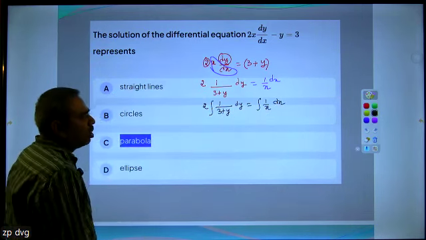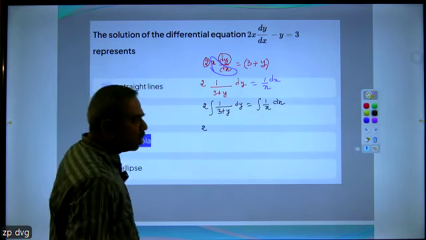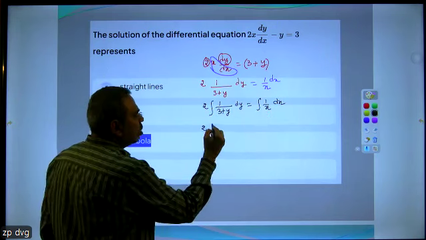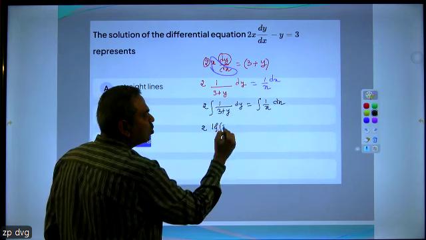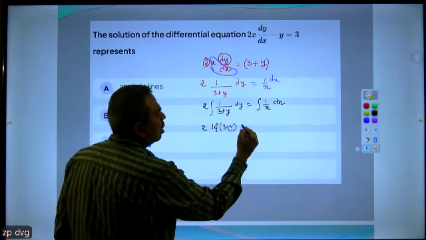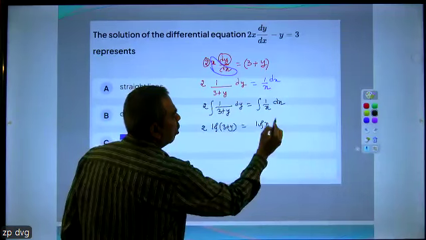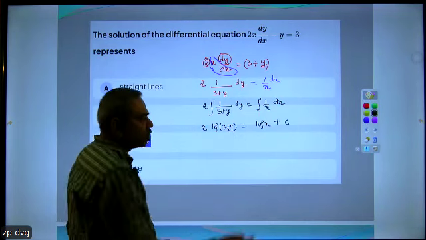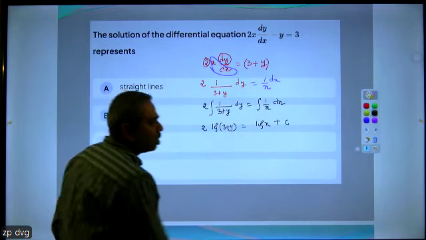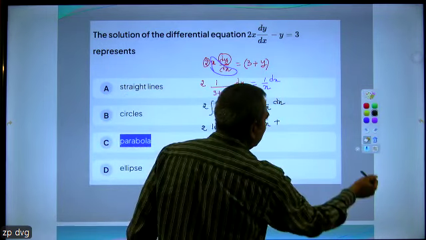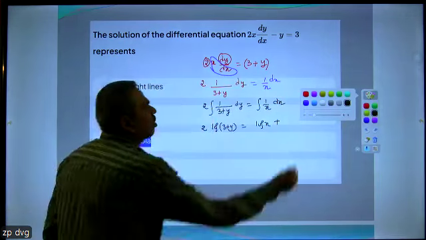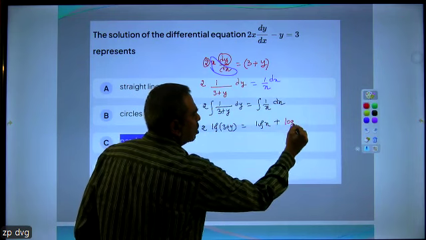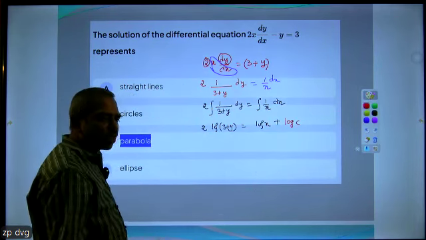Is it clear, Mark? Now it is 2 times. Now you know the normal integration. So what is integration of 1 by x here? Log x. And integration of 1 by 3 plus y is log of 3 plus y. So 2 log of 3 plus y is equal to log x. Now, we can write the constant as plus c, or we can write the constant as minus c. But what I'll do here is, since both are logs here, we take the constant as log c, so that simplification becomes still easy.